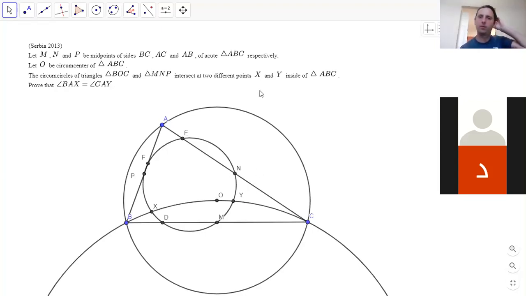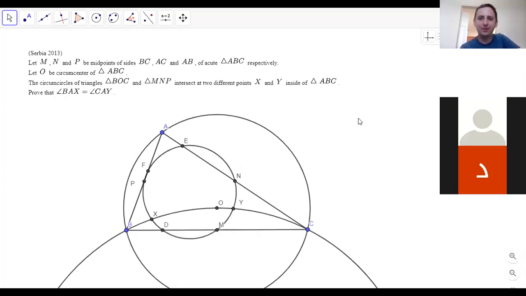Let's see, check the chat. Inversion. Okay, invert with center A and radius AF times AP. So what would that do? What would that do to the circle BOC? Yeah, I'm not sure. So we want to use that.